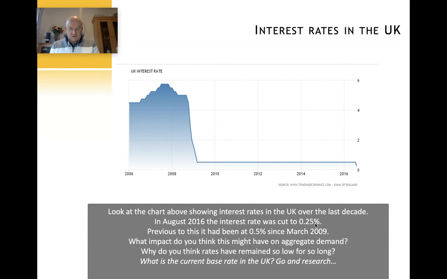What sort of things do you think would happen to aggregate demand if interest rates are at a very low rate? And why do you think that those rates have stayed low for so long? And also, go and find out what you think the current base rate is, because it's actually even slightly lower than the last recorded value on this particular chart. Okay, so have a think about that and try to rationalize the reasons for that.